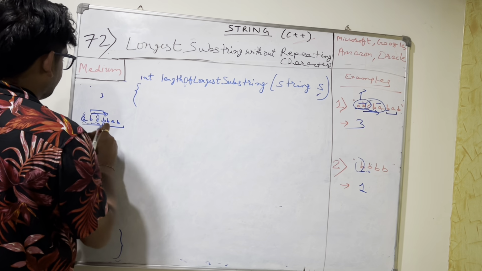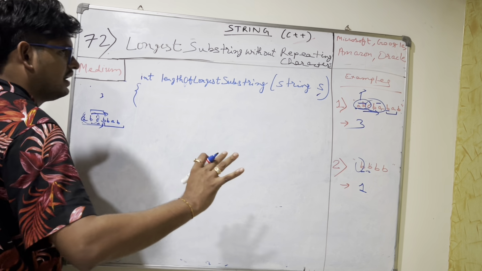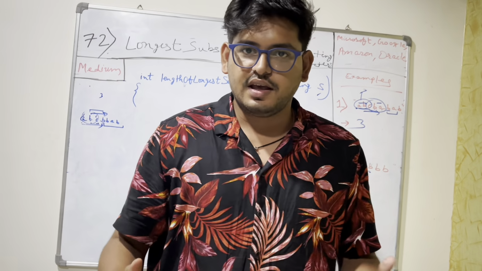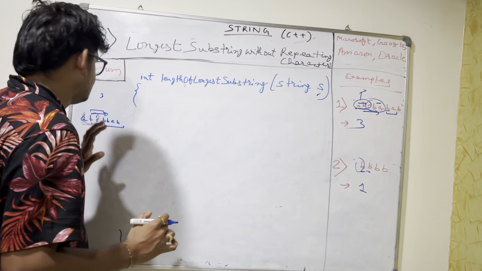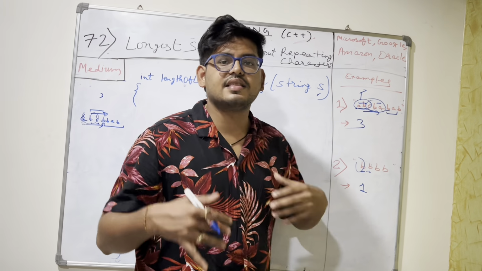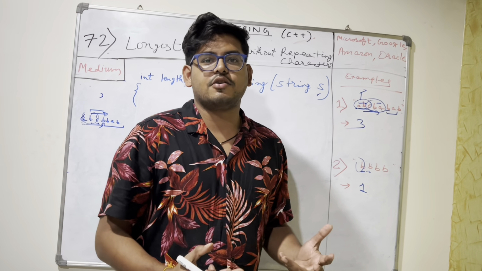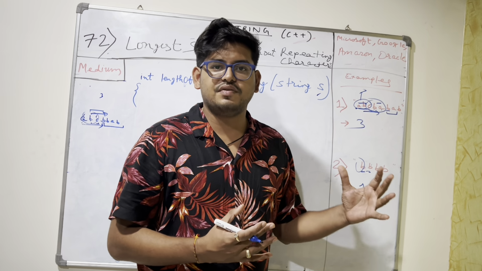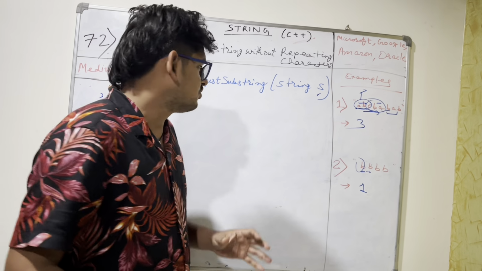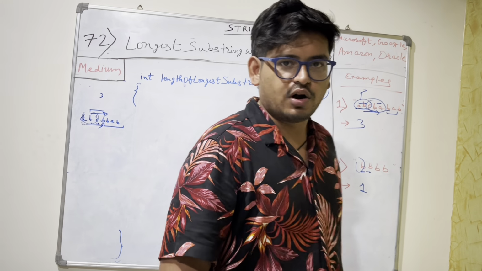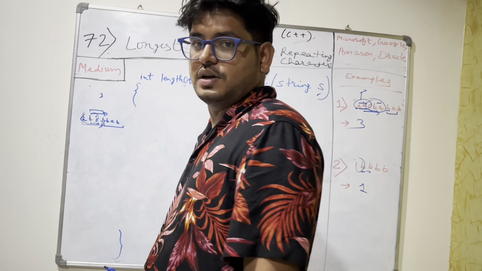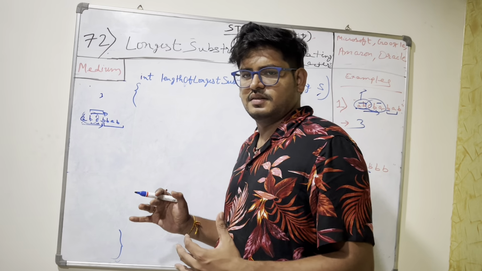From B we will take all, from C we will take all, and we will keep on finding. For each substring, we check whether it is there or not. So we find all the substrings, then check whether each is repeated or not. If it is not repeated, we store it. In that way, the time complexity would actually be order of n cube. It would be too complex.